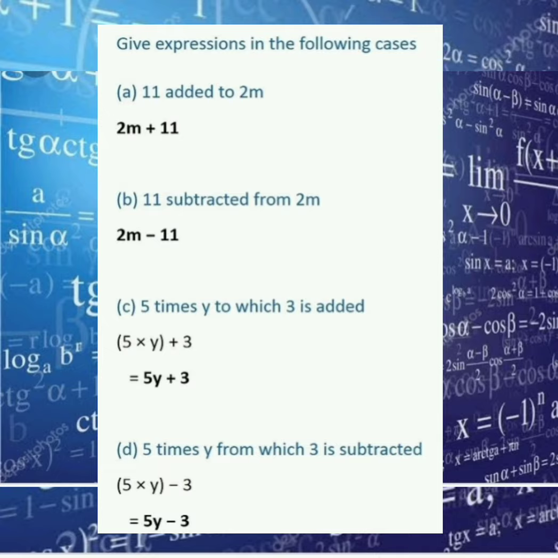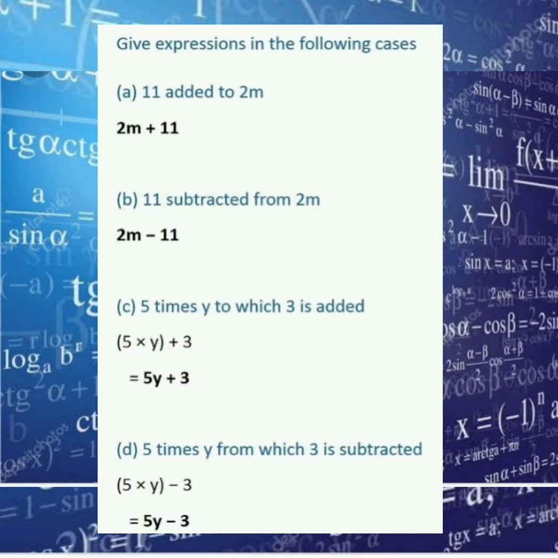matter because of the commutative property that holds good for addition and multiplication. That means 2m plus 11 means the same as 11 plus 2m. But the commutative property does not hold for subtraction and division, so we will have to be careful about the order of the terms. So 11 subtracted from 2m, that means from 2m, so 2m has to come first. So when the word from is used, the next word has to come first.